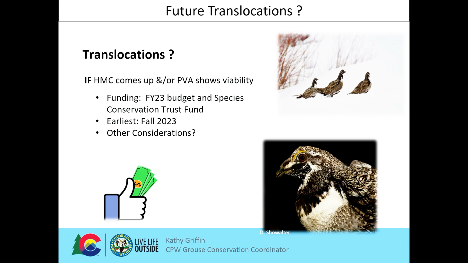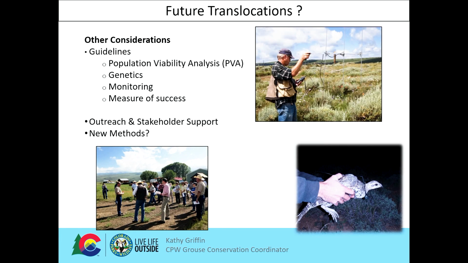So the very, very earliest that we would be able to do translocations, if all our ducks got in a row, so to speak, would be the fall of 2023. But we still have a lot of planning to do. We'd have to develop guidelines that incorporate the PVA. There's the potential need to look at genetics, so talking to Sarah. We also need to figure out how we are going to monitor the translocated birds, and very importantly, what measure of success will we use? We need to show that the translocations, if we're doing them, are a success or not.